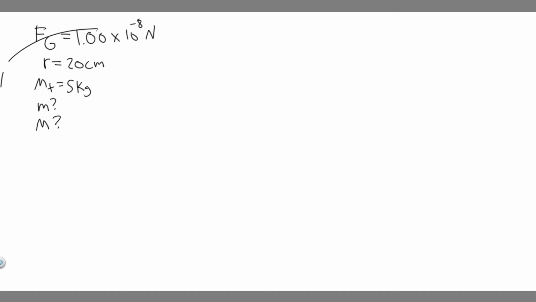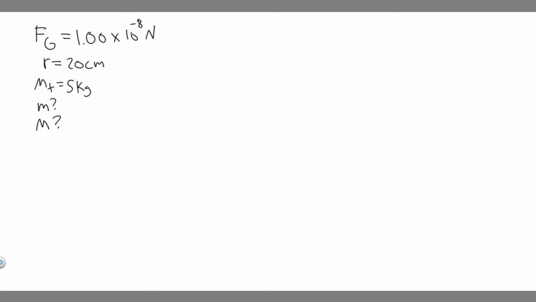Right, so I just wrote down the information we're given. We're given that the gravitational force is 1 times 10 to the minus 8. We know the distance between the two, which we just write down as the radius, from the middles, is 20 centimeters. We know the total of their mass, so the mass total is 5 kilograms. And what we're trying to do is find the mass of each of them, so the mass of each of the objects.